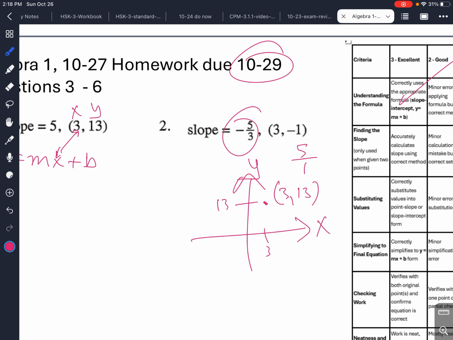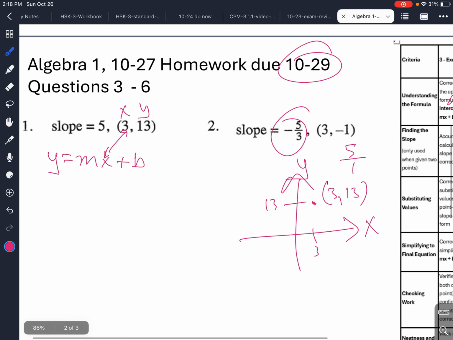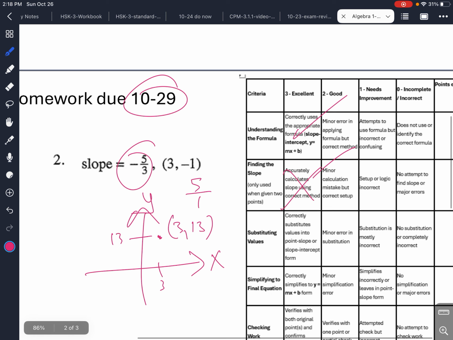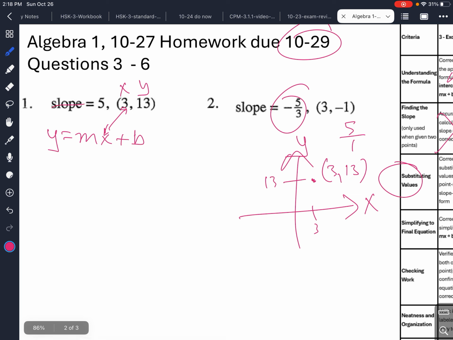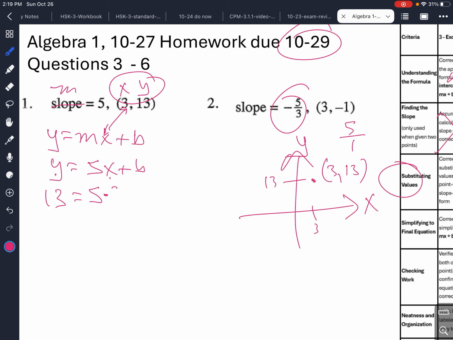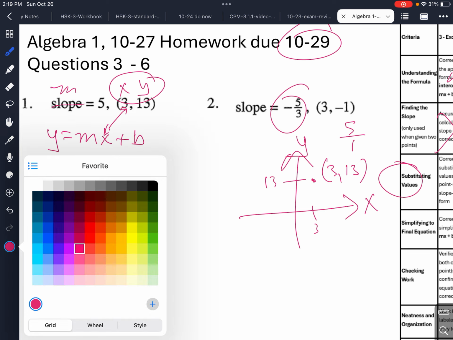I wrote the equation, right? Now, in this case, they gave me the slope, so I'm not worried about this one. This is non-applicable. I need to substitute my values. So slope is m. So I'm going to say y is equal to 5x plus b. Now, some of you may do both of them at the same time. I substitute. Now I'm going to substitute my x and y. Guys, this is x, and this is y. So my 13 goes here, and my 5 times 3 goes here. Let's make it a different color.